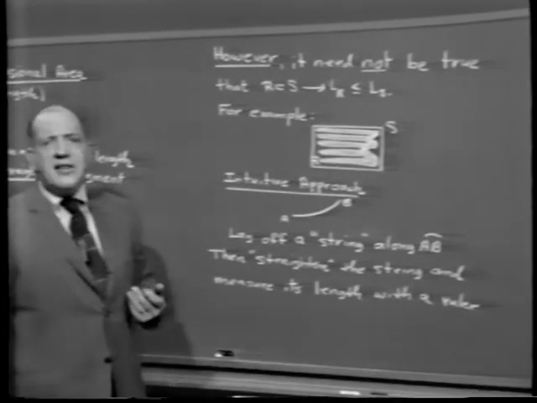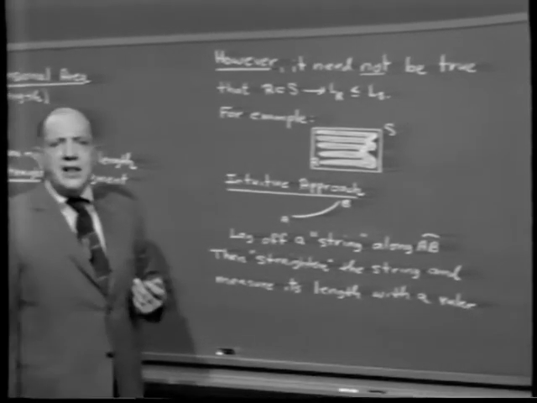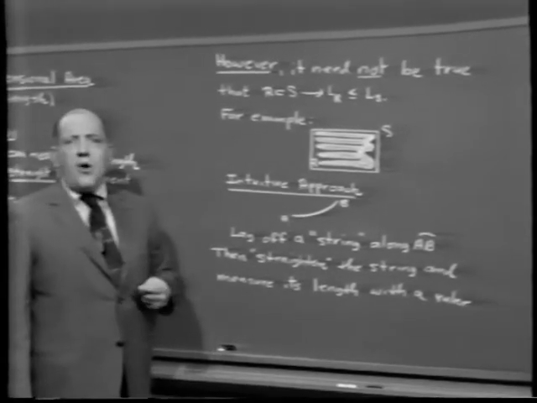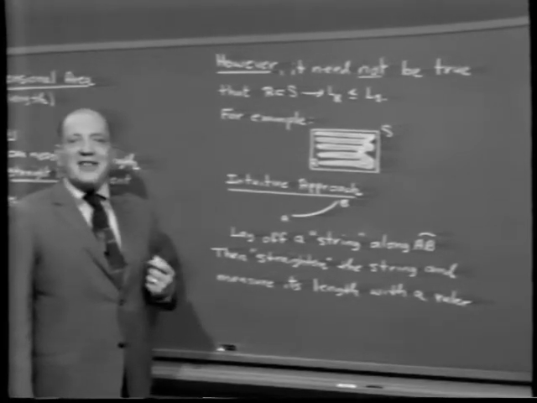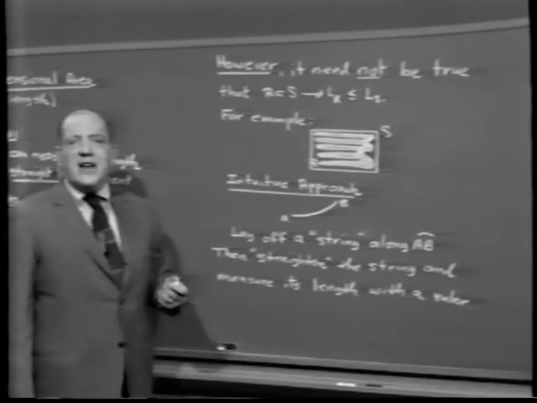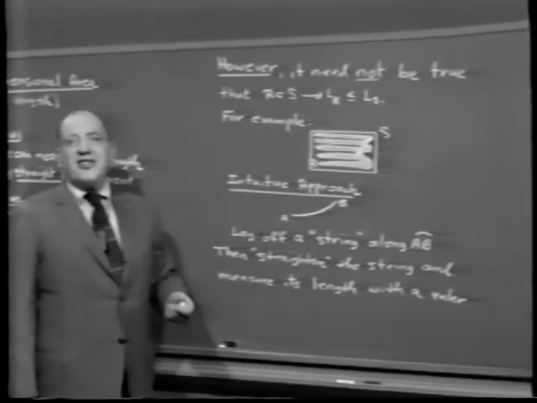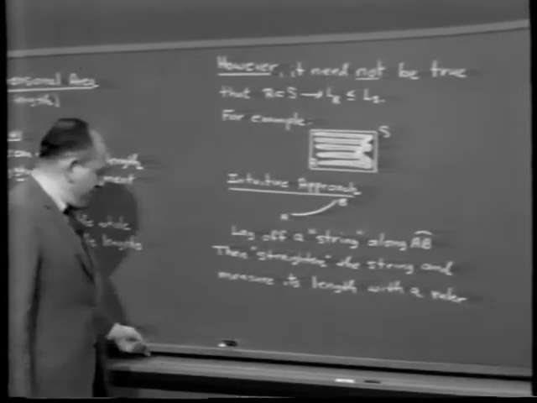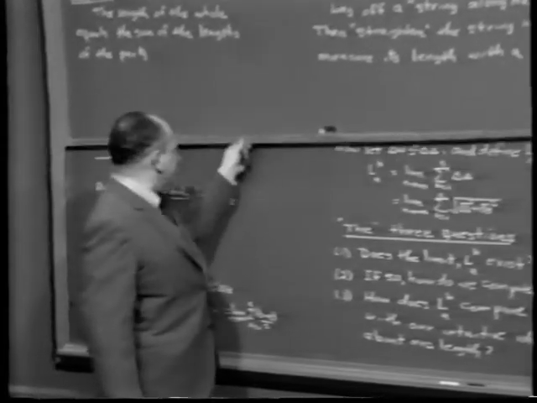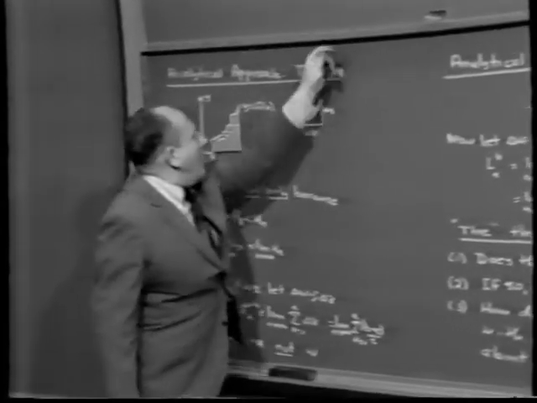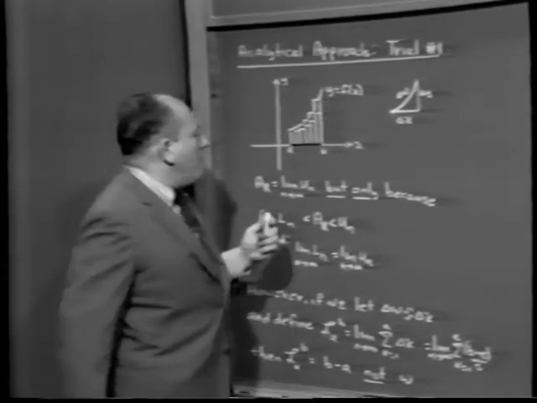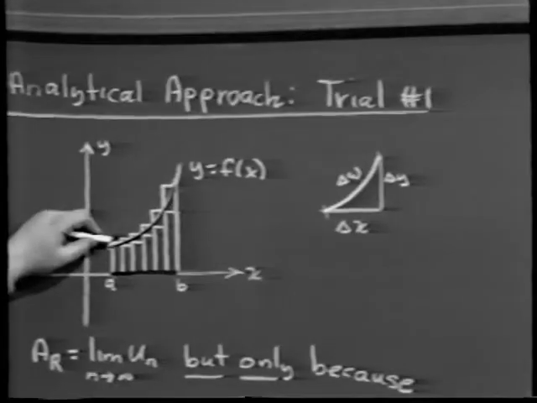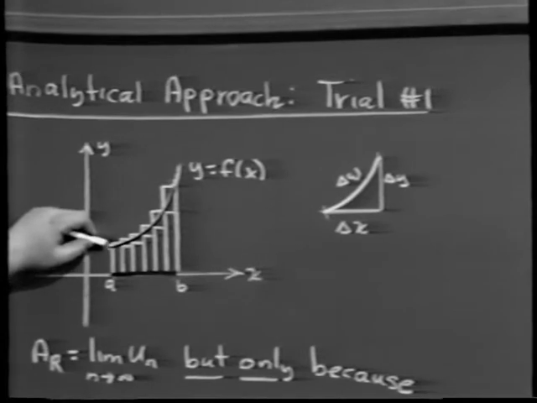And as so often is the case in mathematics, we begin our new quest by going back to an old way that worked for a previous case, and hopefully we'll find a way of extending the old situation to cover the new. Now, what does this mean in this particular instance? Well, let me just call it this. I'll call it analytical approach trial number 1. What I'm going to do is try to imitate exactly what we did in the area case.